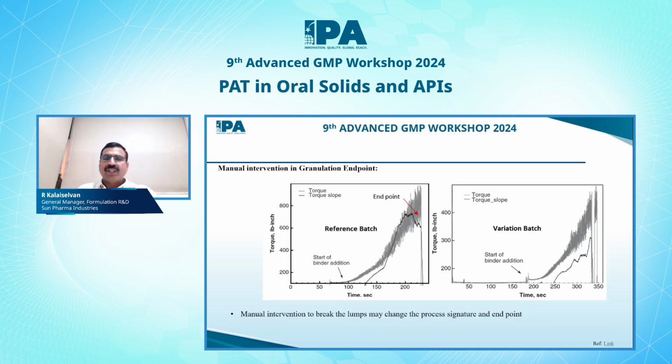So here is one variation plot, like one person has opened the lid. The first slide is the right one, the reference batch. The second one is the variation batch. The operator has opened the lid and then manually de-lumped the granules and then again closed the lid and restarted the process. So the endpoint is disturbed here. We cannot match the reference batch here. So this can happen when we intervene manually. Next slide.